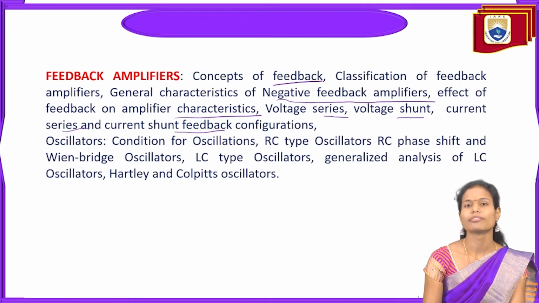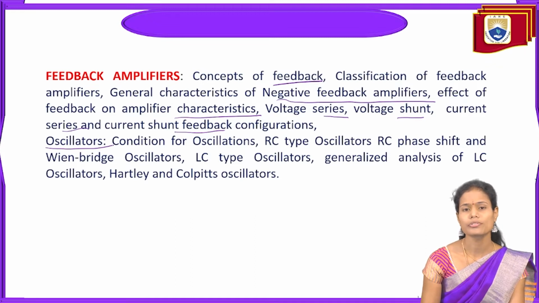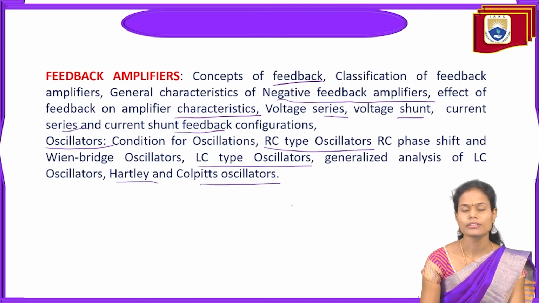The next part is the oscillator. In the case of oscillators, we are going to see the condition to design oscillators and the different types of oscillators. We have RC type oscillators and LC type oscillators. In the RC type, we have RC phase shift as well as Wien bridge oscillators, and in the LC type, we have Hartley oscillator as well as Colpitts oscillator. Now we are going to discuss the questions related to these feedback amplifiers as well as oscillator circuits.